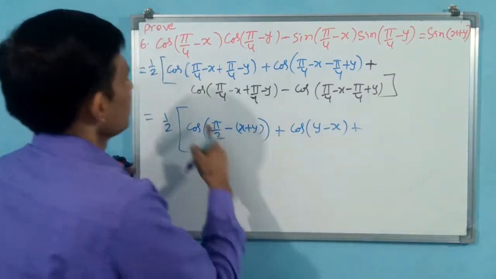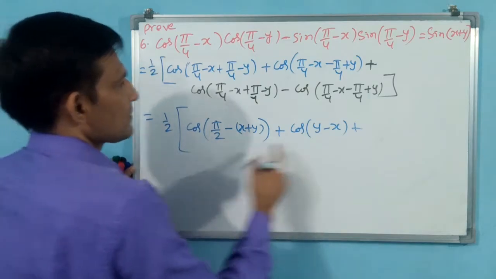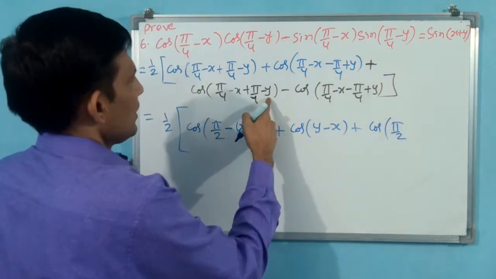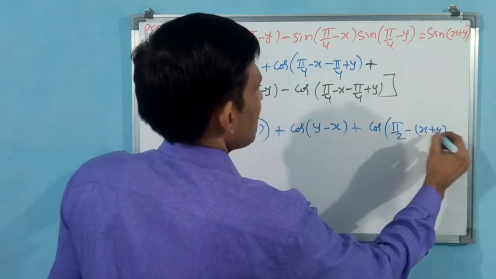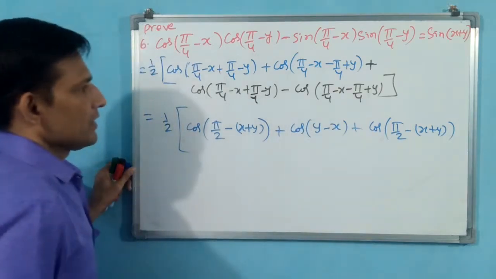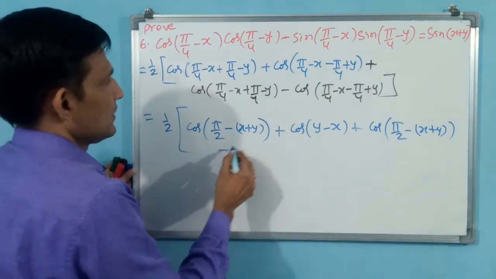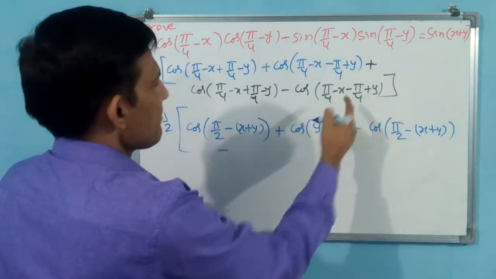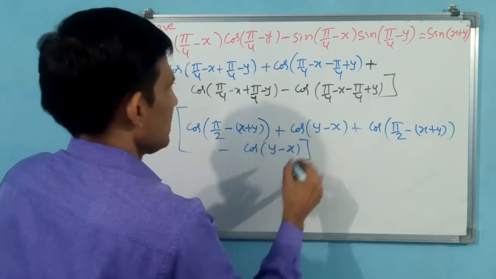Okay. Now plus, here also pi by 4 plus pi by 4, pi by 2 only will come. Cos of pi by 2 minus x plus y. Okay. And minus of, you see, pi by 4 minus pi by 4 is 0, y minus x, cos of y minus x. Okay.